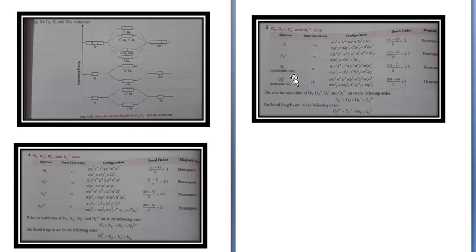Stability of ions is in the order O2 plus is most stable, then O2, then O2 minus, and then O2 2 minus. Bond lengths are in the opposite order. O2 2 minus has maximum bond length, then O2 minus, then O2 and O2 plus. Alright, so just revise this, and the remaining we will do in our next video.